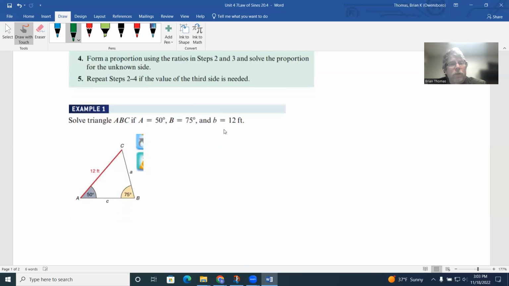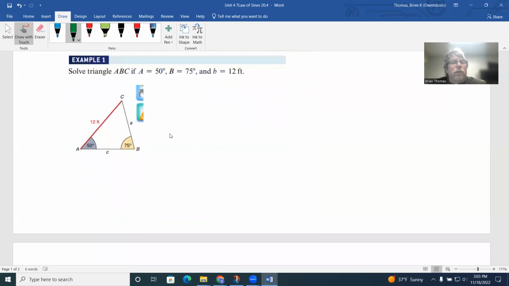So let's look at this first example and see what we can do with it. Notice how we do not have a right triangle, I don't think. It doesn't look like it's a right triangle. But notice how we have two angles. We can find this missing angle up here by adding the two angles together and subtracting from 180. So if we have this 180 and we subtract this 50 plus this 75, 50 plus 75 would be 125. So we have this 180 take away 125.